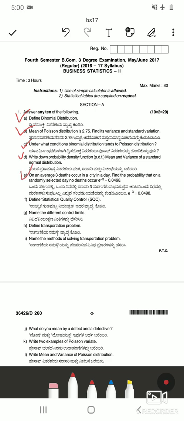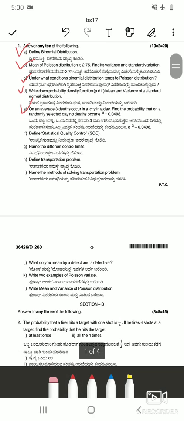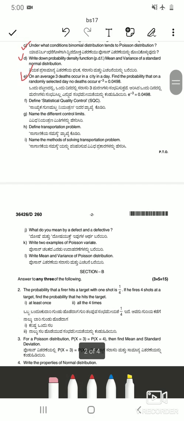Then they have given, on an average 3 deaths occur in a city in a day. Find the probability that on a randomly selected day no deaths occur, and they have given e raised to minus 3 value. So obviously it is a Poisson distribution related problem, and lambda is 3, and they have asked to find out the probability when x is equal to 0. So try to solve this. It is very simple. Answer is 0.0498 itself.